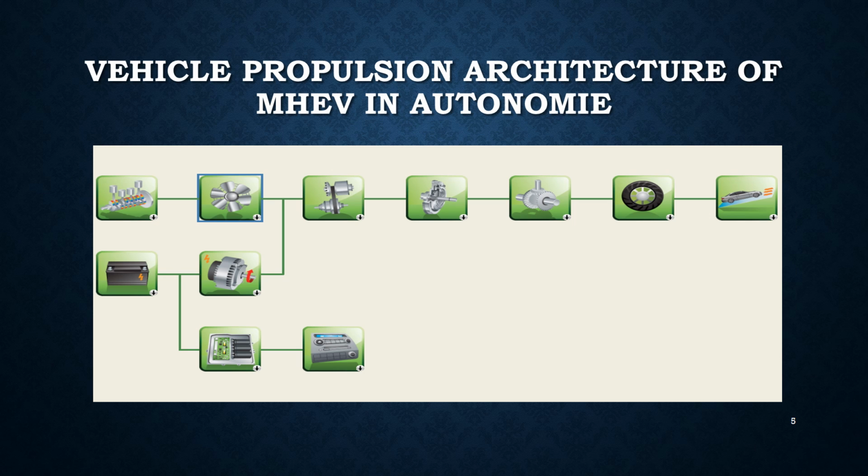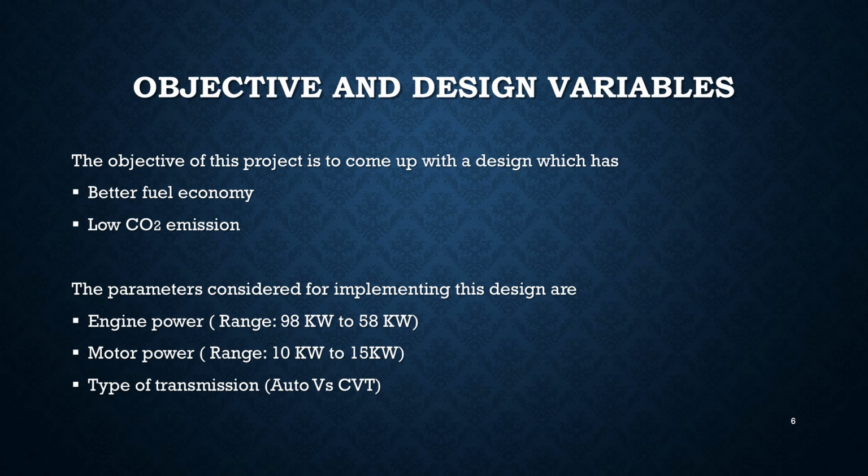This is the vehicle propulsion architecture of a mild hybrid electric vehicle in Autonomie. The first row represents the engine components and the second one represents the motor components. The objective of this project is to come up with a design which has a better fuel economy and low CO2 emission, and the parameters that are considered for implementing this design are the engine power, motor power and the type of transmission.